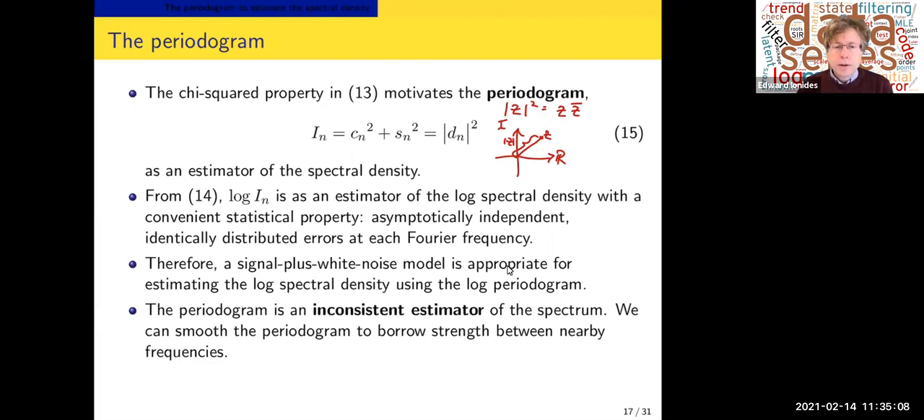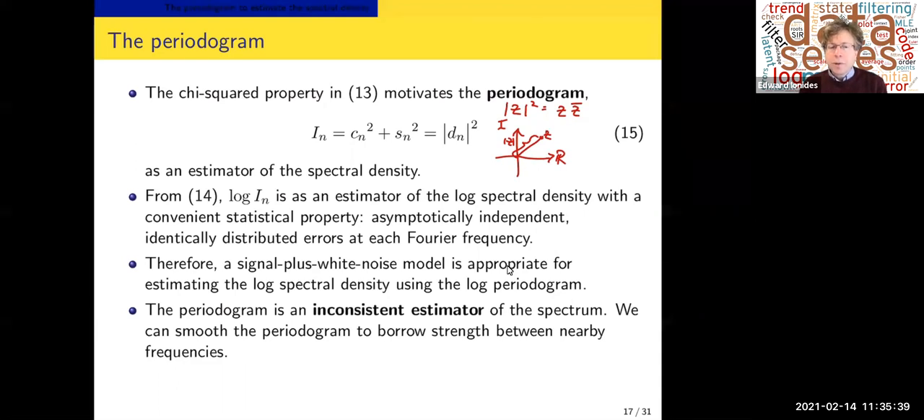So log I_N is an estimator of the log spectral density that comes from 14, and as we discussed in part 1, this equation 14 says we have asymptotically independent, identically distributed errors at each Fourier frequency, and that means we can use a signal plus white noise model for estimating the log spectral density using the log periodogram.